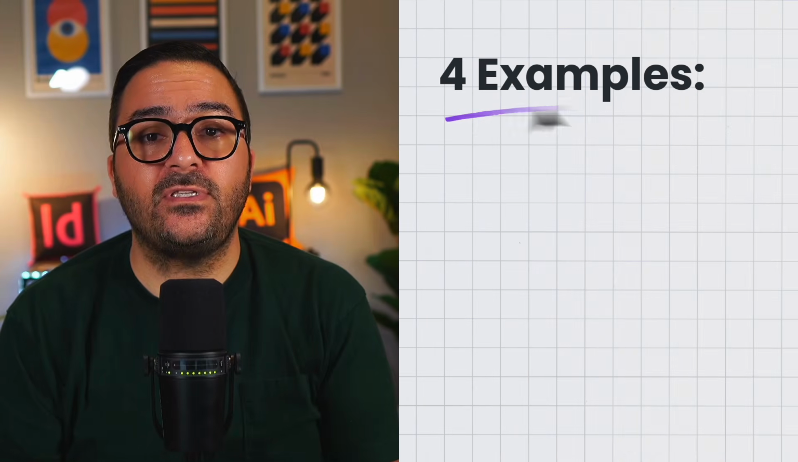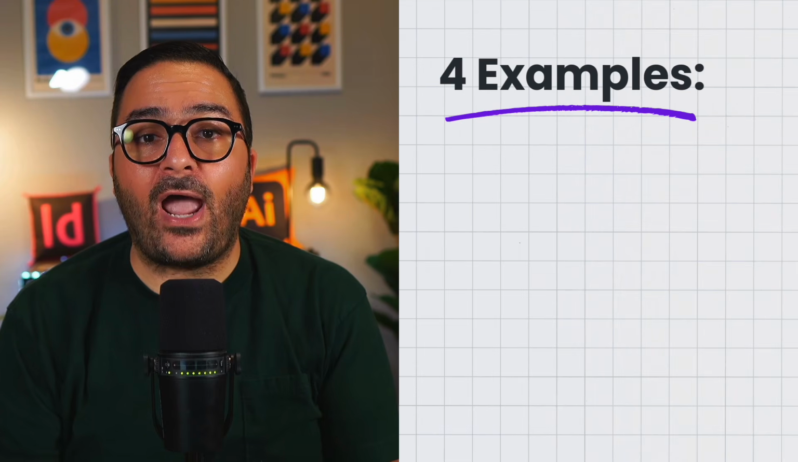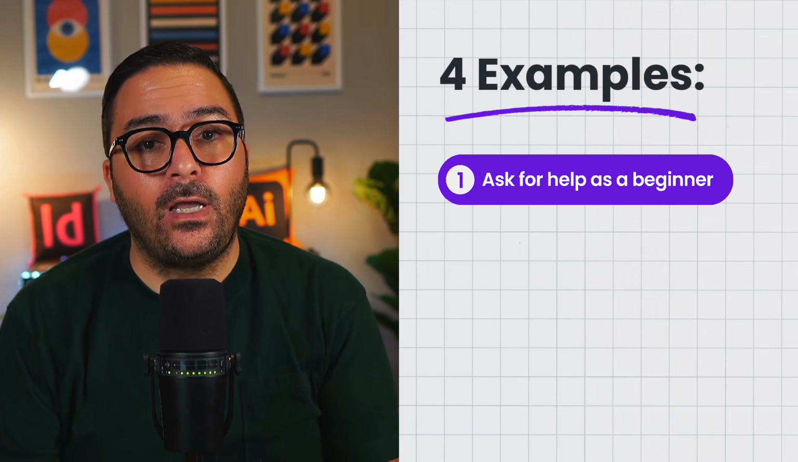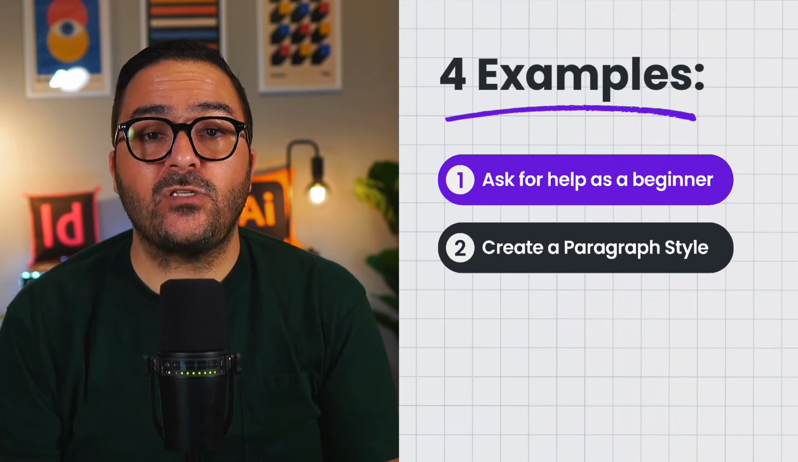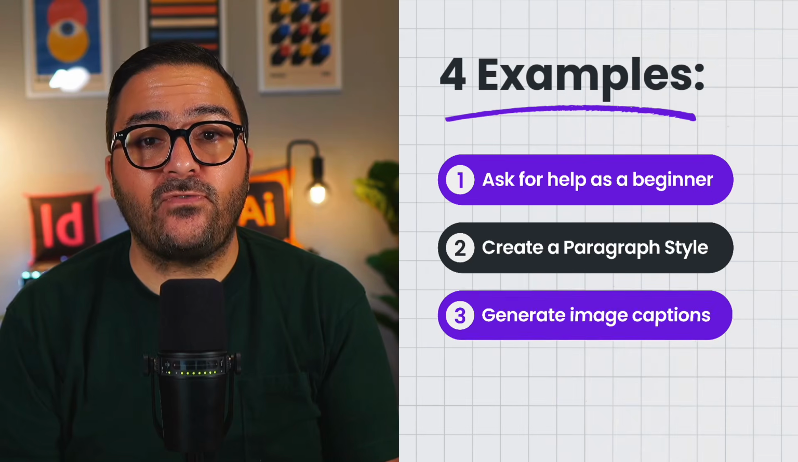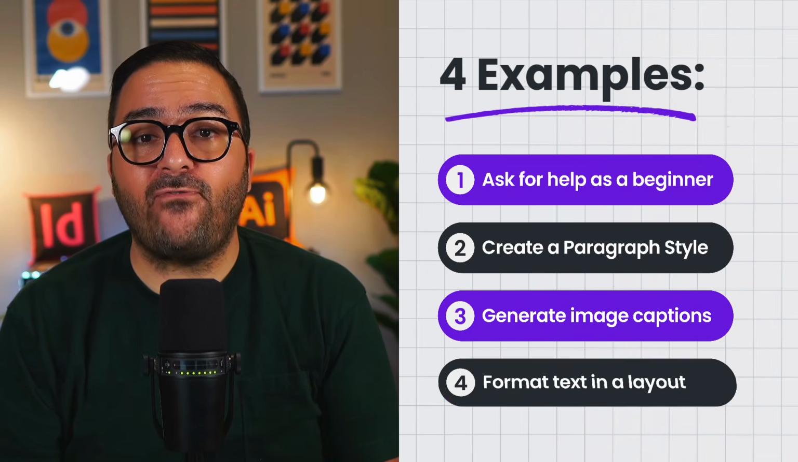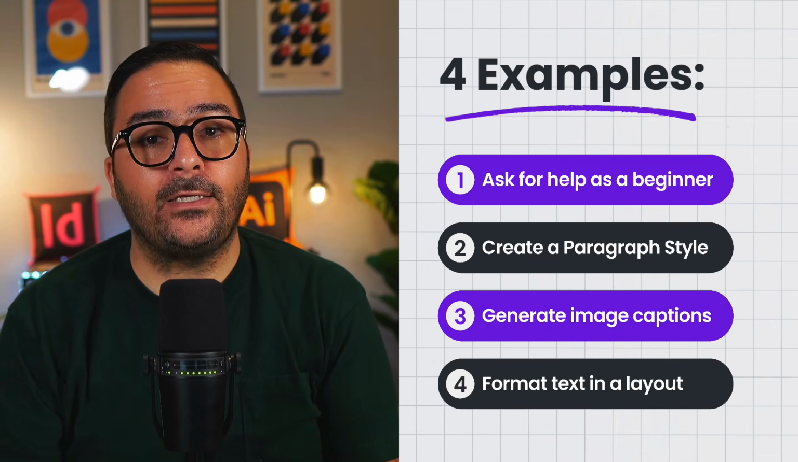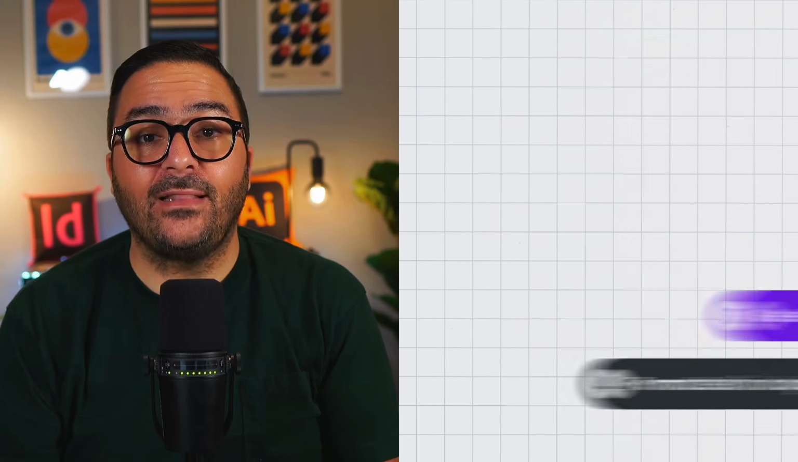In this tutorial, we'll go over 4 examples of how to use the AI Assistant. We'll go over how to ask for help as a beginner, create a paragraph style from a text prompt, generate captions from image metadata, and format text, all while staying in control of your design. Let's jump in and take a closer look.